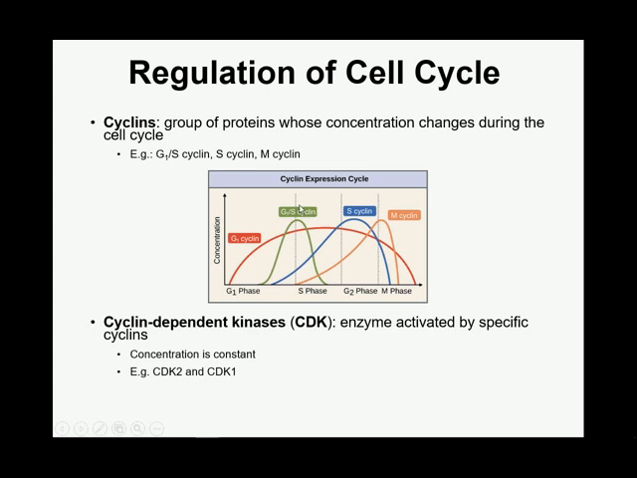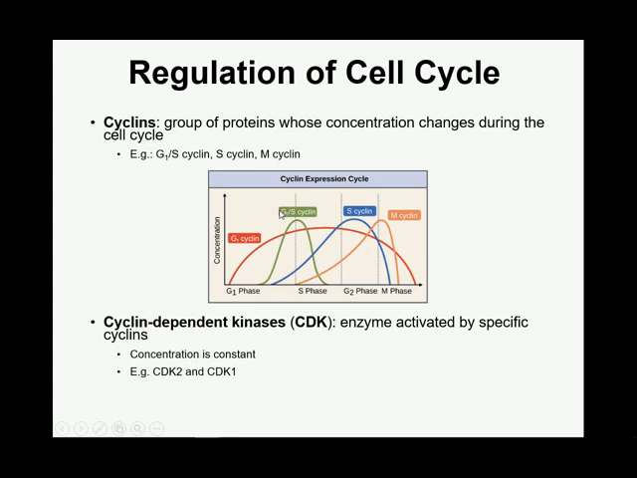Your books focus only on these three cyclins here, so the G1/S cyclin, the S cyclin, and the M cyclin. So these are the only three that we'll discuss. As you can see, the G1/S cyclin gets expressed at the end of the G1 phase. So the gene is actually turned on.